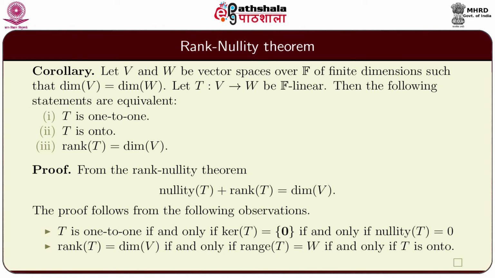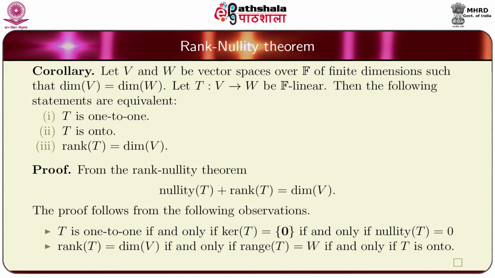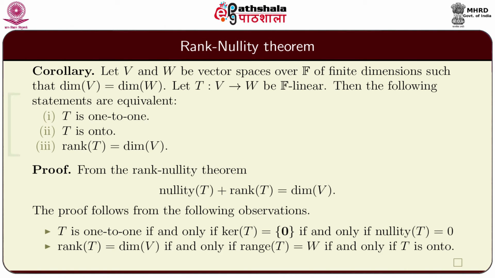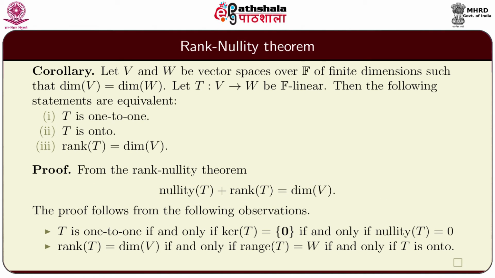Now, an immediate corollary to the rank nullity theorem. Suppose that V and W are vector spaces over F of finite dimensions such that the dimension of V is equal to the dimension of W. If T from V to W is F-linear, then the following statements are equivalent: T is 1 to 1, T is onto, and the rank of T is equal to the dimension of V. Well, the proof is a straightforward application of the rank nullity theorem, which says that the nullity of T plus the rank of T is equal to the dimension of V.